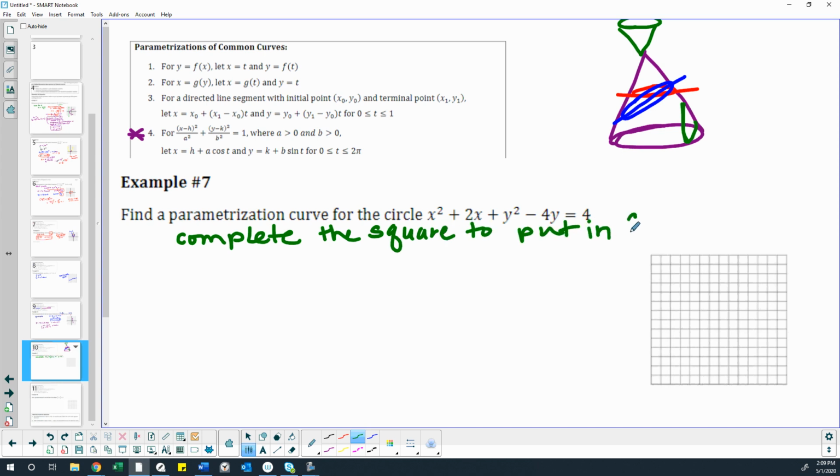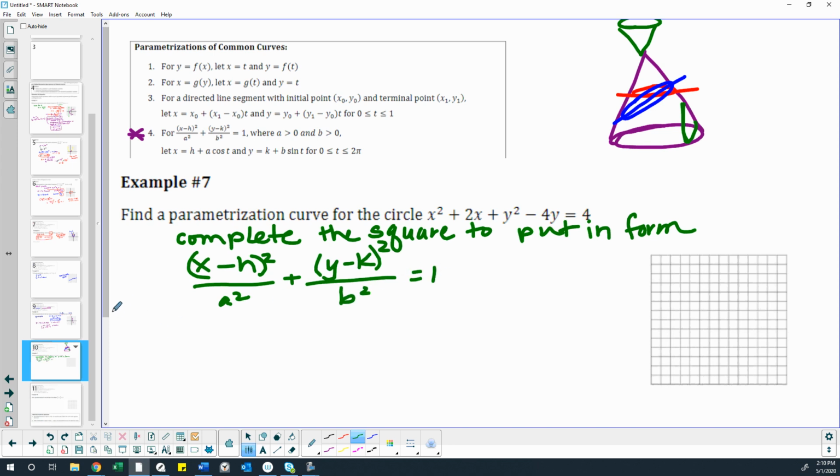I'm just going to say put it in the form (x minus h) squared over a squared plus (y minus k) squared over b squared equals 1.